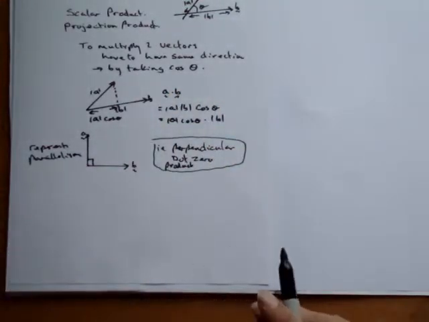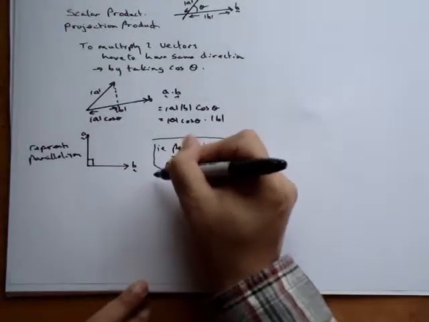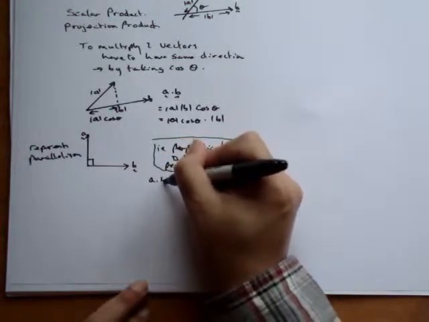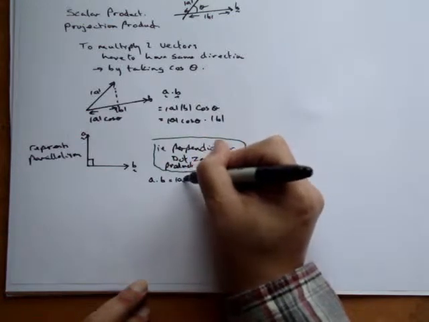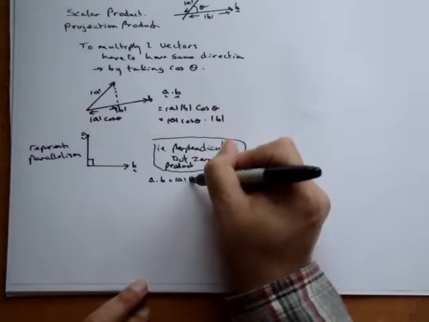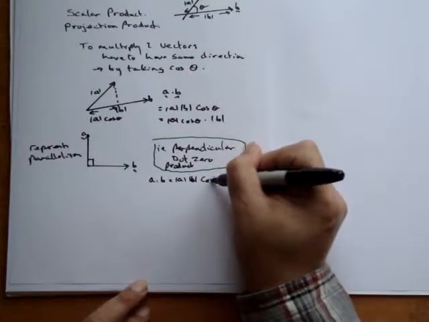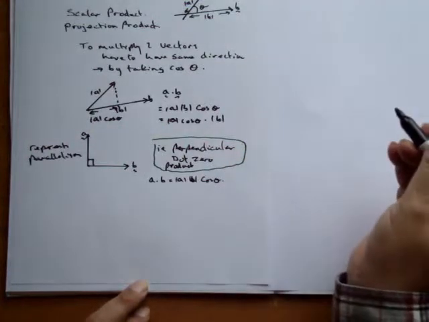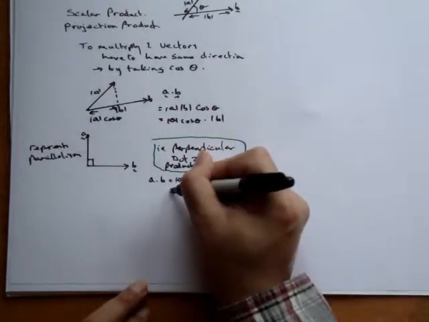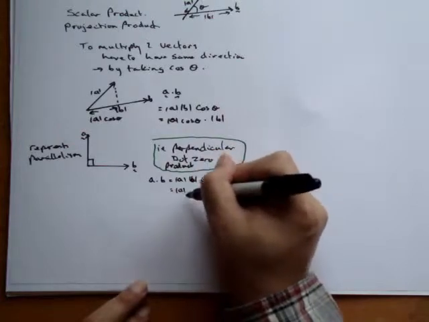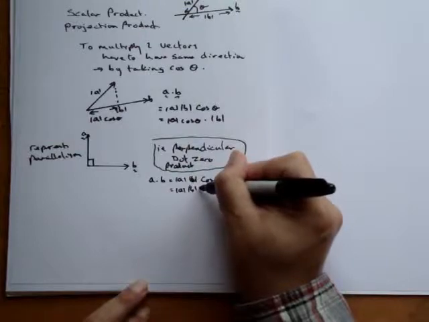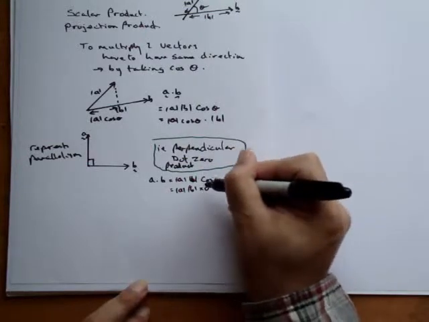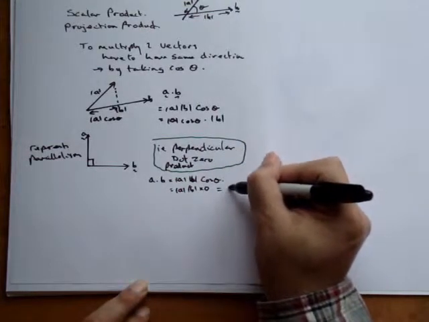And why that is, it's because when we have A dot B equals magnitude of A, magnitude of B, cos theta, when it's at 90 degrees, our cos theta is 0, so this becomes magnitude of A, magnitude of B times cos 90, that's cos theta, which will equal 0.